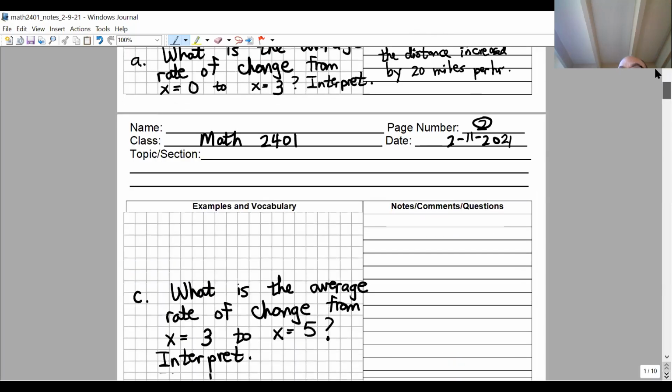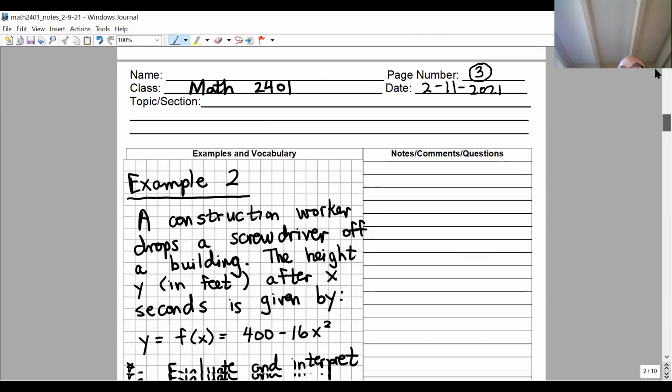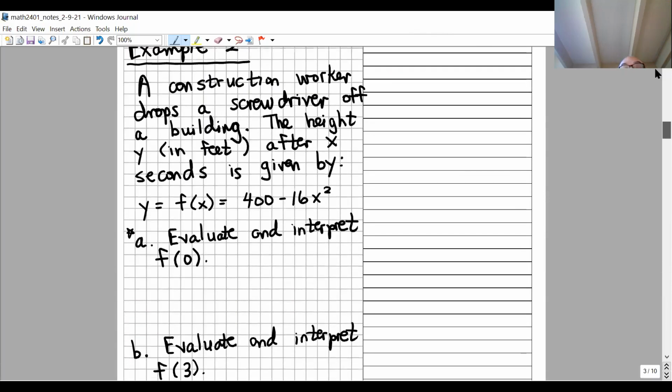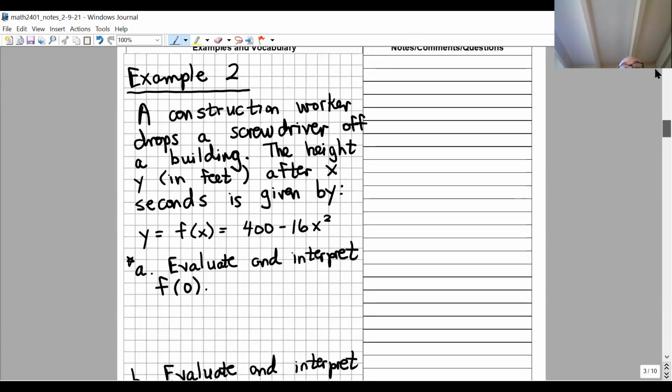Now, however, let's look at a different situation. Not Freddie on his scooter, but also a situation where we want to think about speed. Here's the story. A construction worker accidentally drops a screwdriver off of a building.